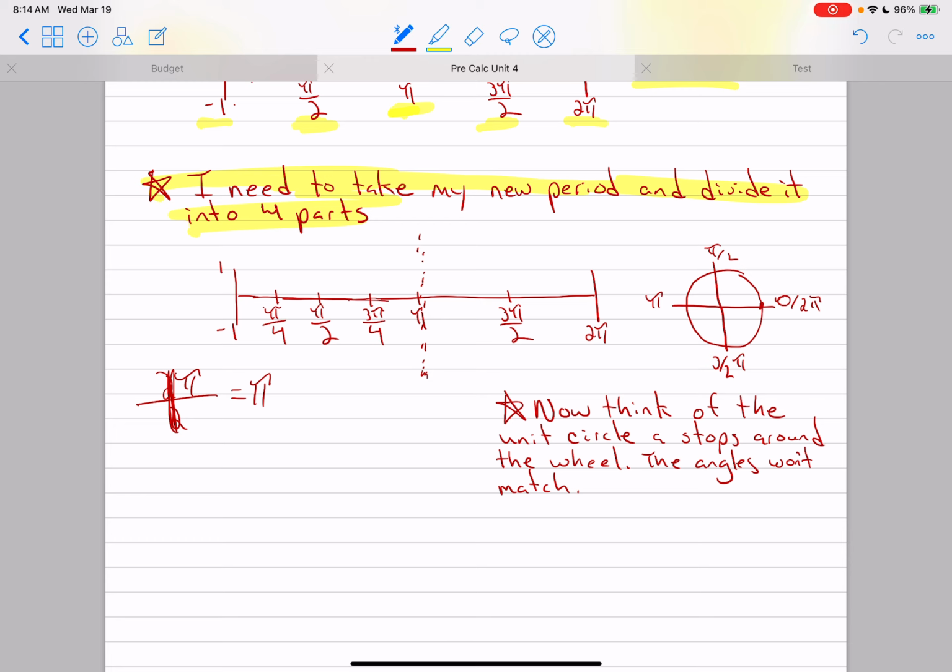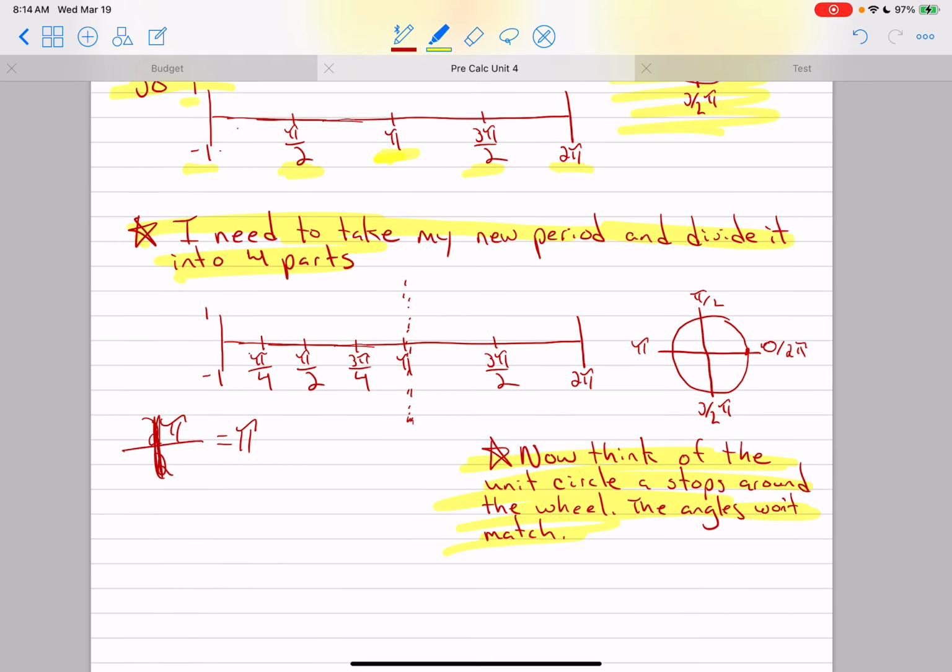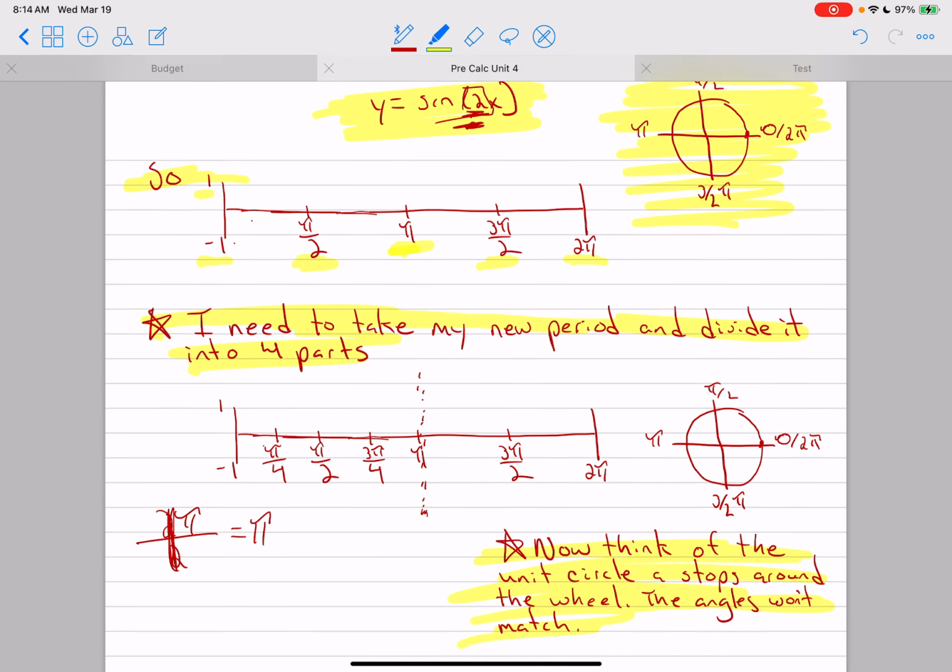And now I'm going to graph it. But here's the important part. Now I've got to think of the unit circle as stops around the wheel. The angles aren't going to match anymore. So what am I taking? I am taking sine of 2x.